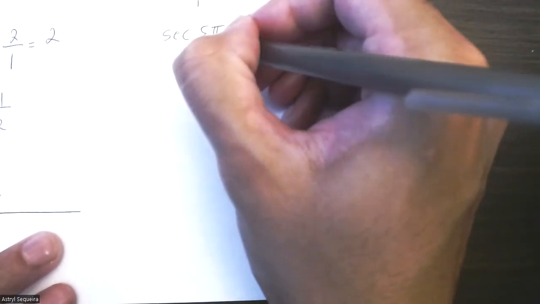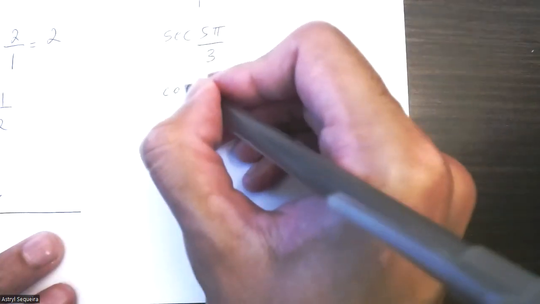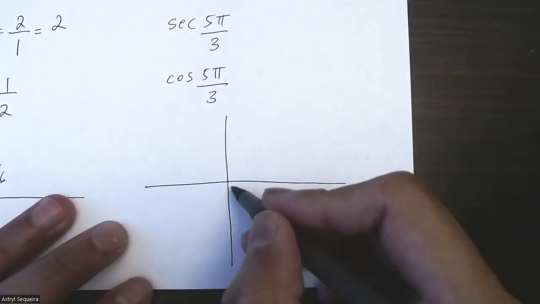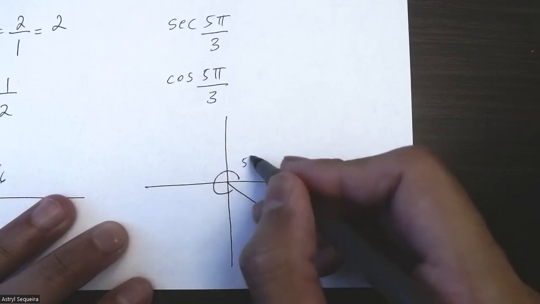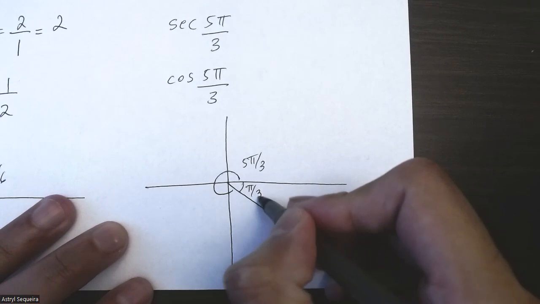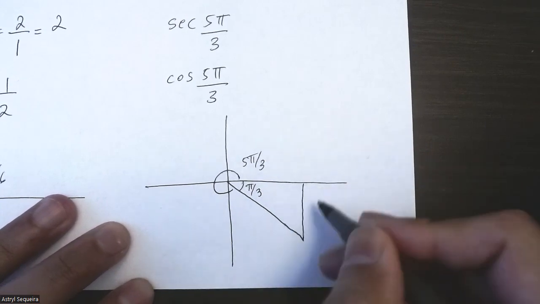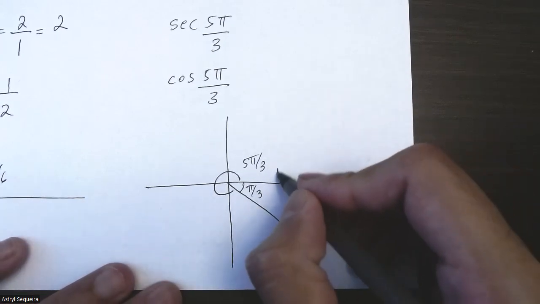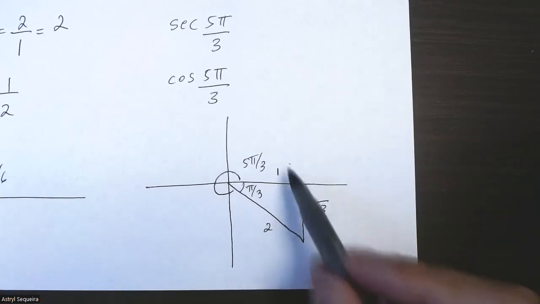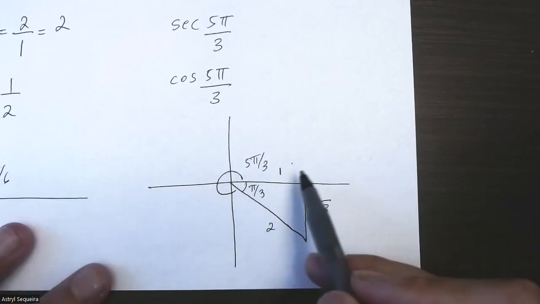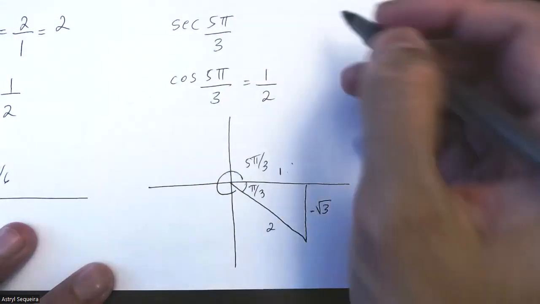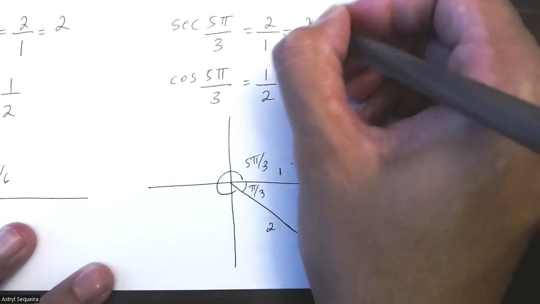And last problem here is sec 5 pi over 3. So again, the reciprocal of sec is cos. So I'll start by finding cos of 5 pi over 3. 5 pi over 3 is in my last quadrant. Acute angle is just pi over 3. Opposite side is √3, and it's going to be negative because it's in the negative y quadrant. Adjacent side is 1, and hypotenuse is 2. These are both positive. And cos of 5 pi over 3 is adjacent over hypotenuse, which is 1 over 2, which means that sec of 5 pi over 3 again is 2 over 1, which is just 2.